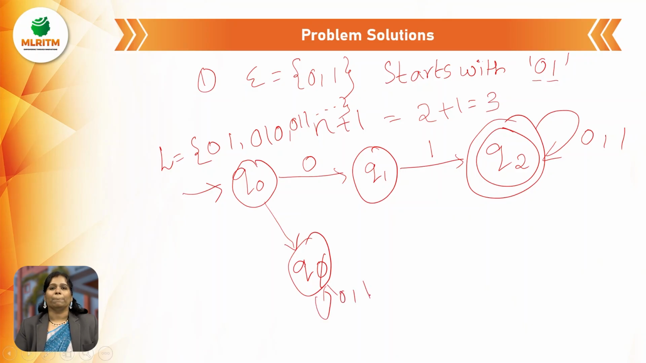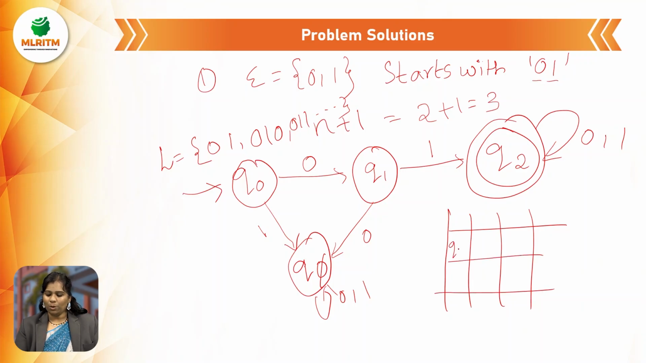0 1. So already the Q0 uses the 0, so from Q0 it has to be sent 1. And the Q1 already uses the 1, so we are sending 0 to the dummy state. So this is the transition diagram for starts with. Now I am doing the transition table.